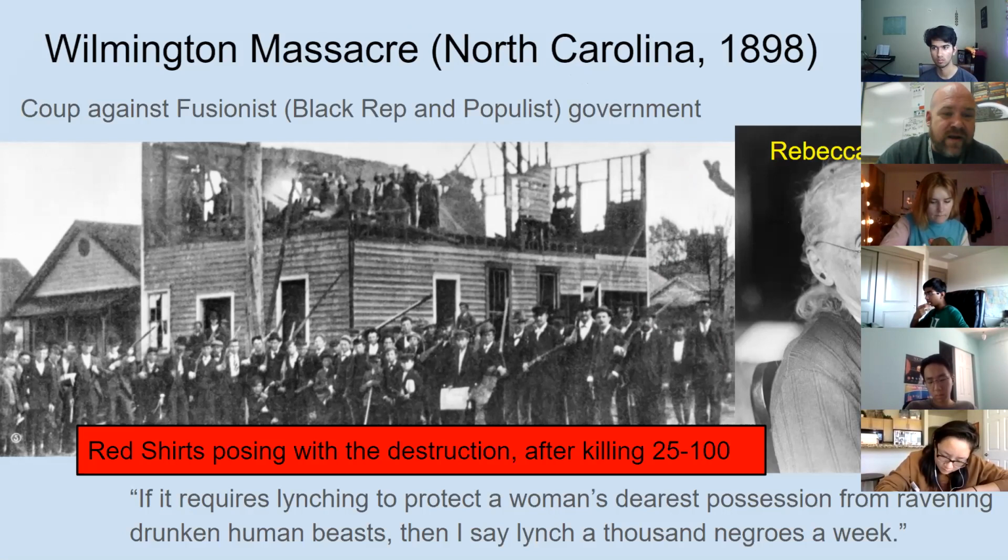At the time, they don't define it as a coup, but it's a coup. This is a coup. It's the violent overthrow of a government. It absolutely is a coup.